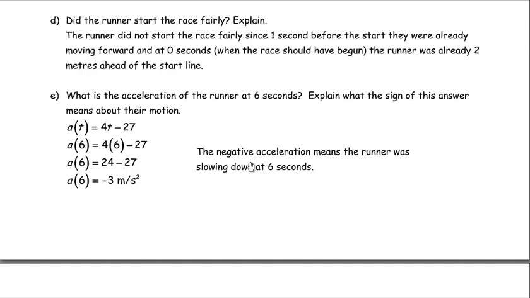Now, explain what the sign of the answer means. So the negative acceleration means the runner was slowing down. Their velocity was getting smaller. So after 6 seconds, they probably reached their peak velocity and they're starting to tire. So they're actually starting to slow down. So that's what the negative sign means about their motion.